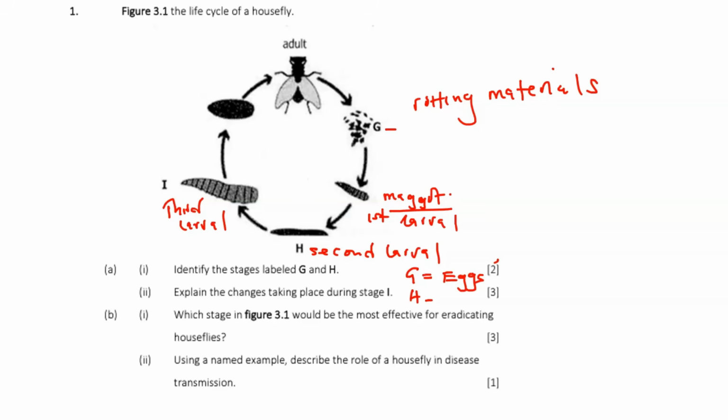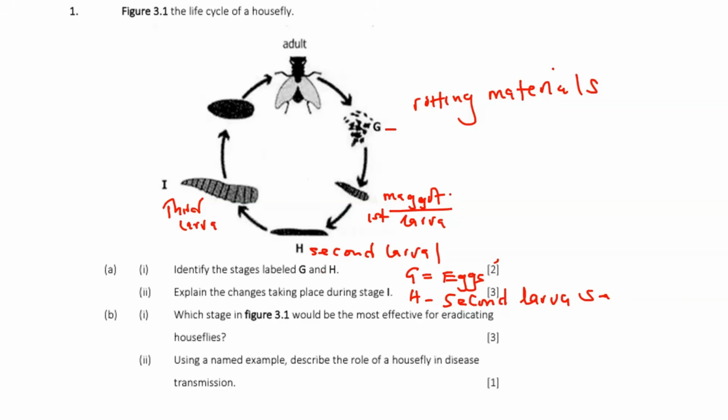H is the second larva stage. Okay, so let me just remove this. So second larva stage, then we have the third one. Then the second question, that is 2 of A, is: explain the changes taking place during stage I.